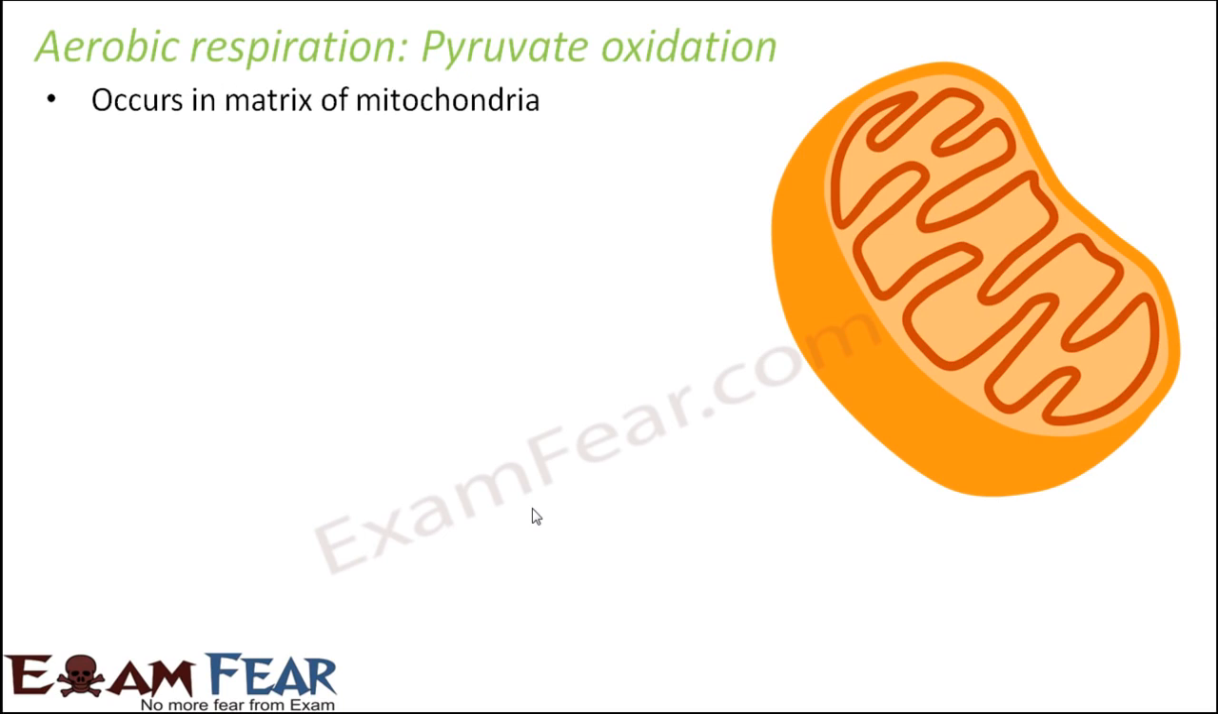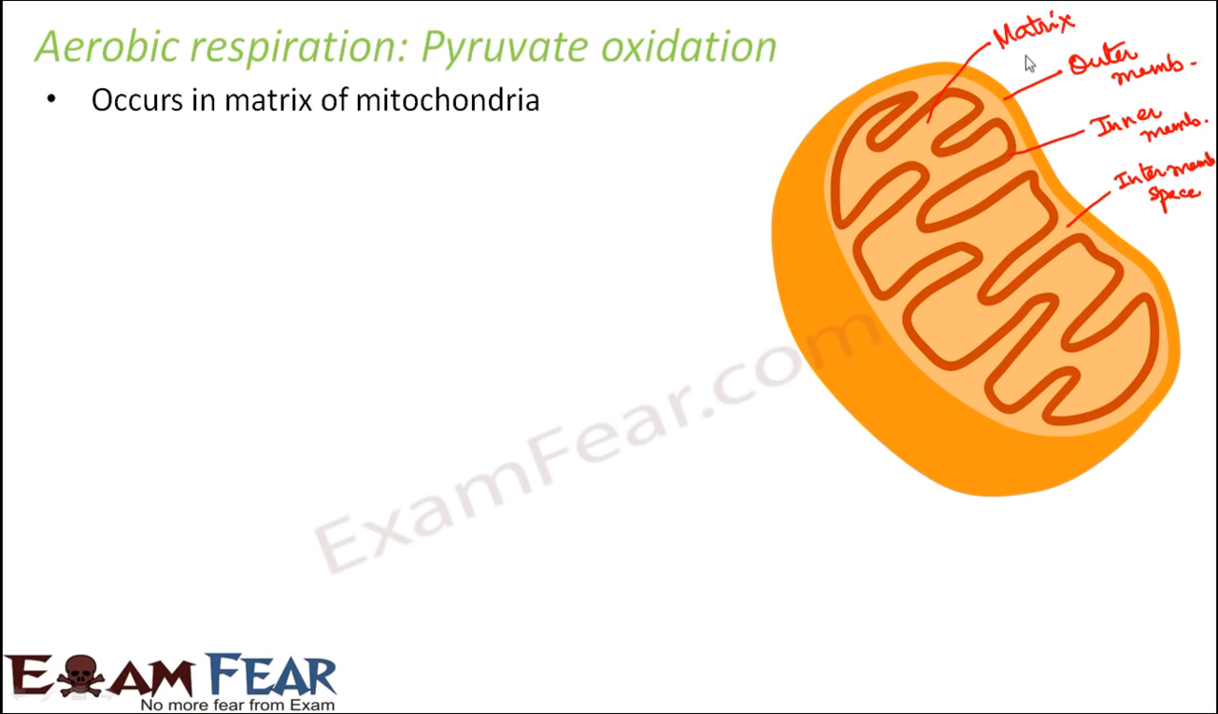This occurs in the matrix of mitochondria. To be more precise, this is the outer membrane of the mitochondria. This is a double membrane structure. This is the inner membrane. The folded membrane is the inner membrane. And the space between the two membranes is the intermembrane space. And this fluid-like structure inside the inner membrane is the matrix. So this is the matrix. Clear?